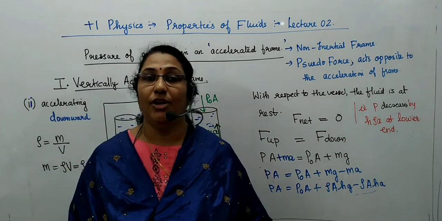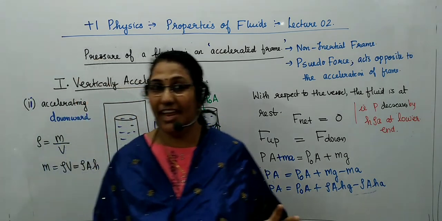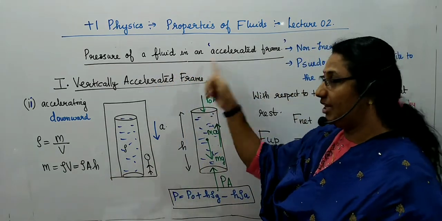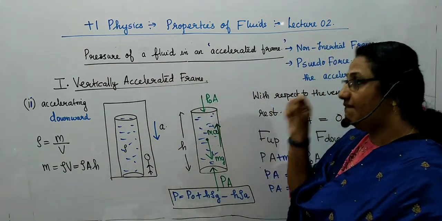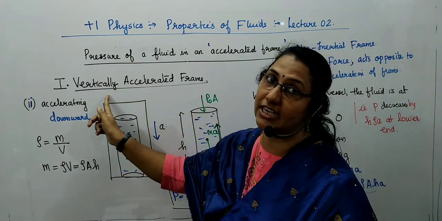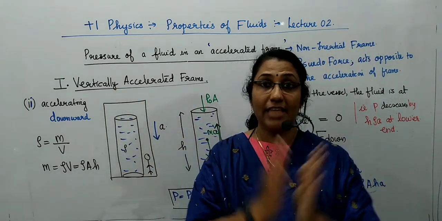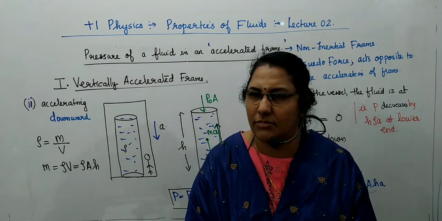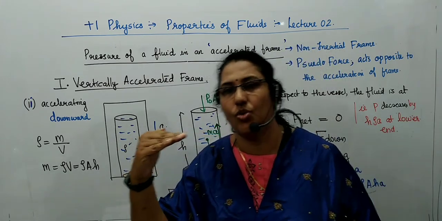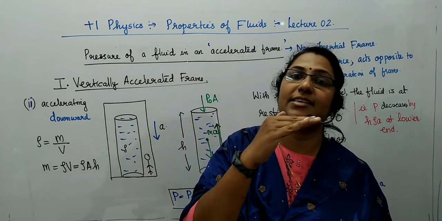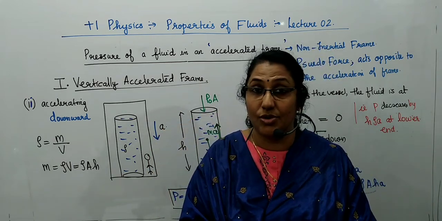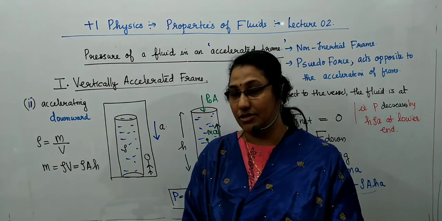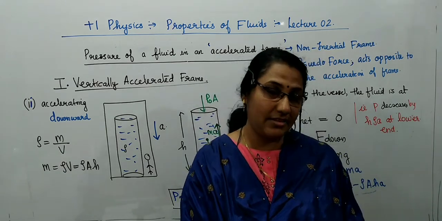Okay, clear? So today we have completed what happens to the pressure of the fluid in an accelerated system, where the acceleration is in the vertical direction. That means we have to study about the acceleration in horizontal direction also. But that will be discussed in the next class, because the time is exceeding.